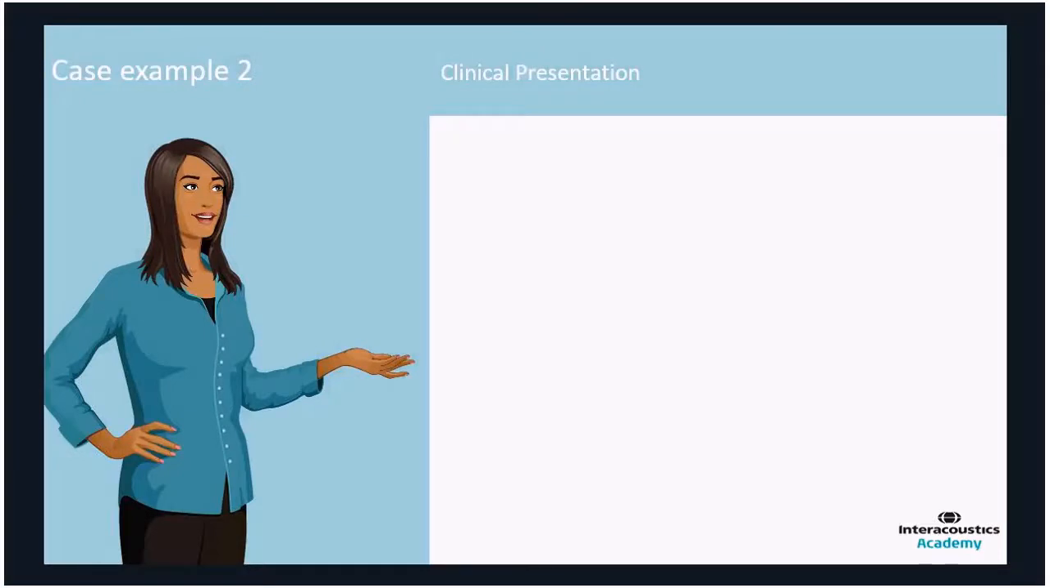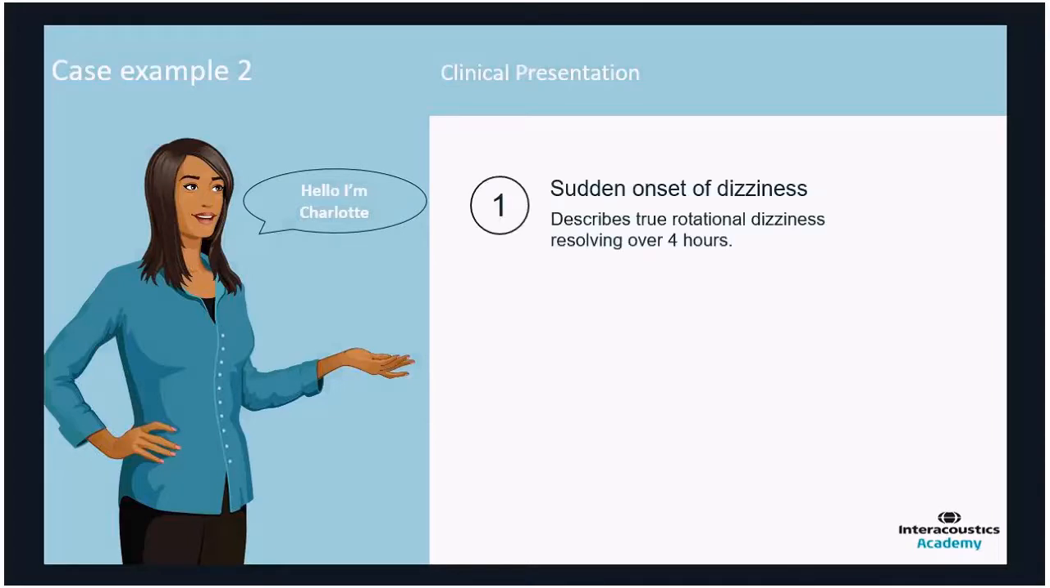Now let's take another example. So here we have another patient that's arrived at our clinic, and this is Charlotte. So Charlotte's come to us with some dizziness also. So again, we start with our reported history. She's also describing some sudden onset of dizziness.